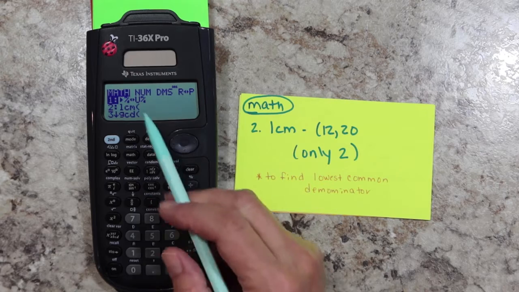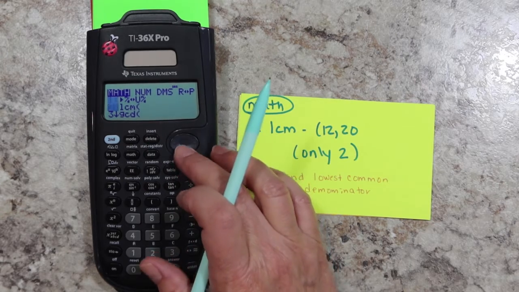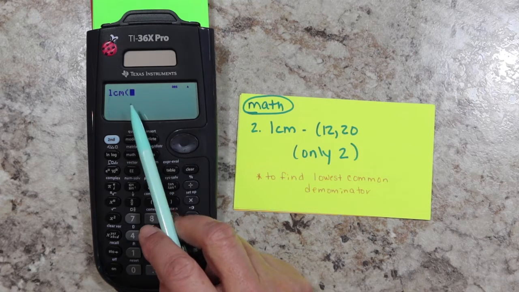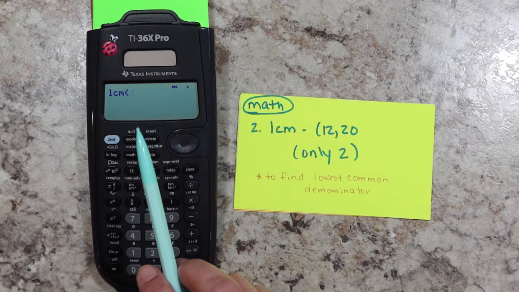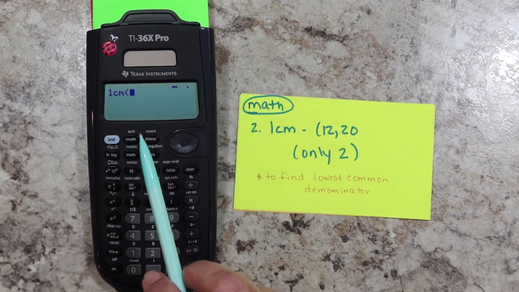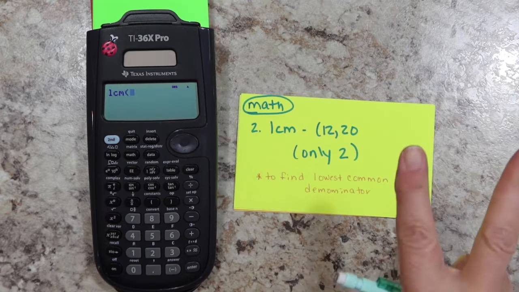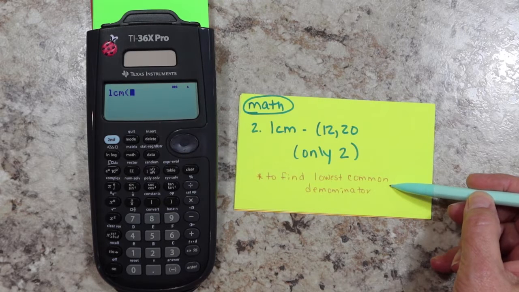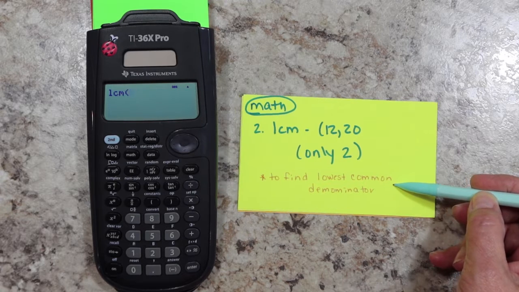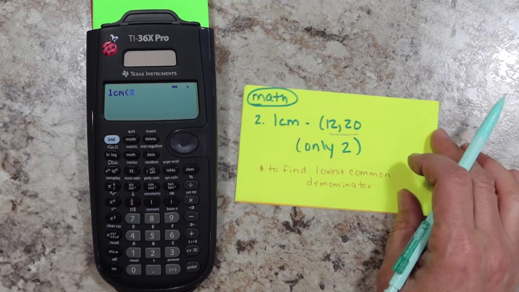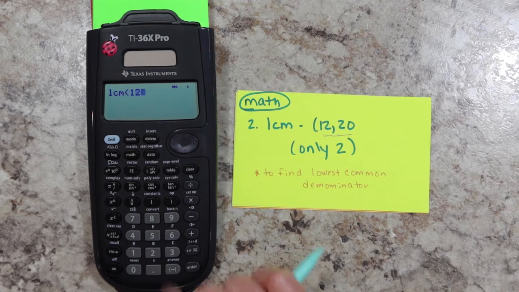The next function in math, number 2, is your least common multiple. So if you choose it and hit enter, you can enter 2 numbers and find the lowest multiple that's common to both of them. Now the thing is, it only does 2 numbers, and you would use this if you were trying to find a lowest common denominator. So let's say I want to find the common denominator between 12 and 20. So you're going to hit 12.